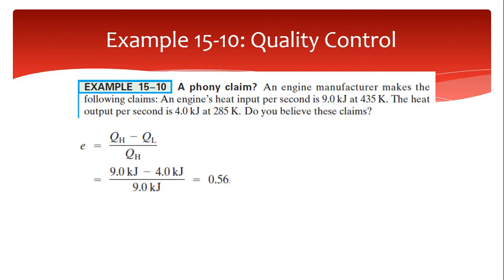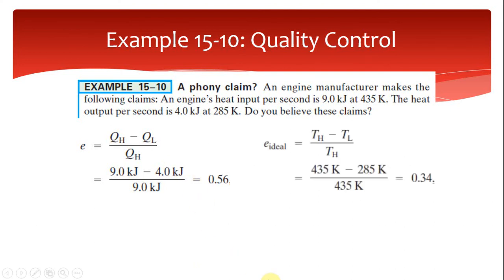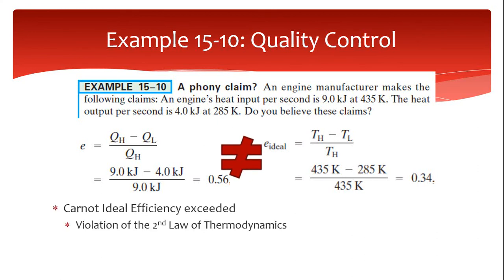Based on the heat input and lost, the amount of energy, the efficiency is going to be 0.56. That's a reasonable claim. But what about based on temperature? The ideal efficiency of this particular engine is only 0.34 based on the numbers. These are not equivalent. They do not add up. They're not the same number. Therefore, the Carnot ideal efficiency has been exceeded, and you have violated the second law of thermodynamics, meaning it's not possible. This is a sham.